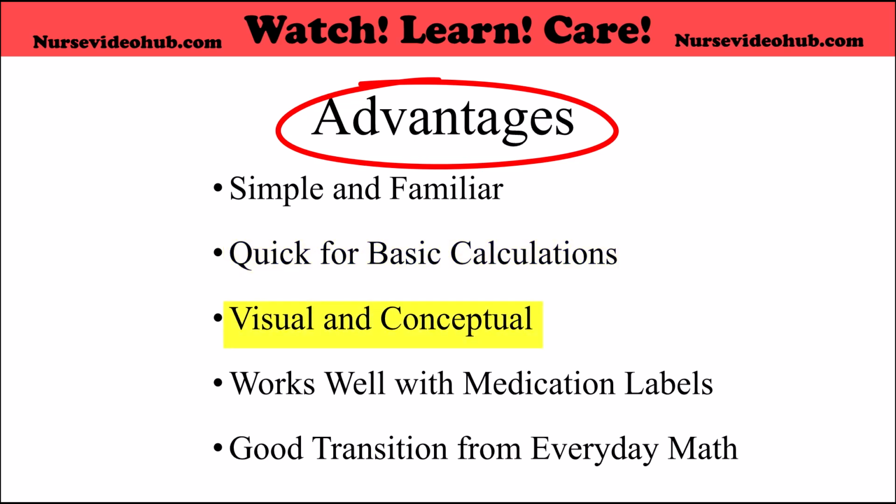Number three, it's visual and conceptual. The setup visually shows the relationship between known and unknown values, which helps some understand the proportion better. Number four, it works well with medication labels. Medication labels often give information in ratios, X milligrams per ml, which fits naturally into the proportion setup.